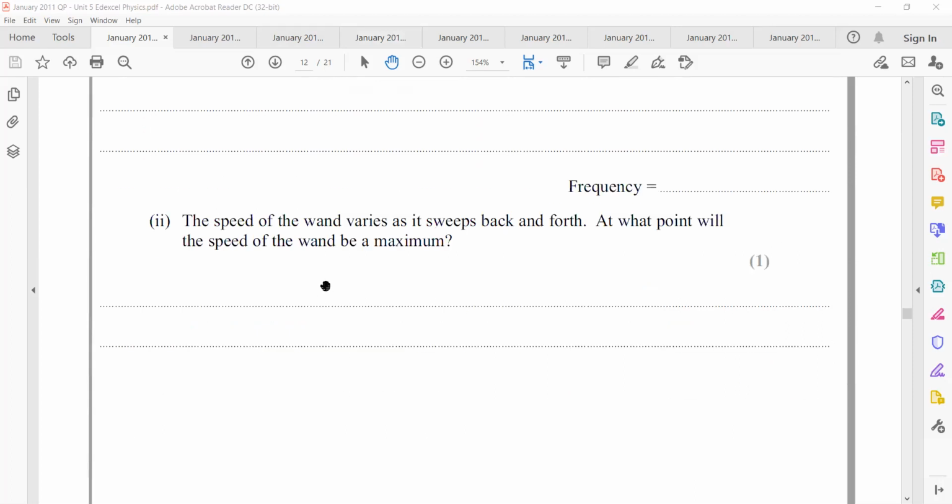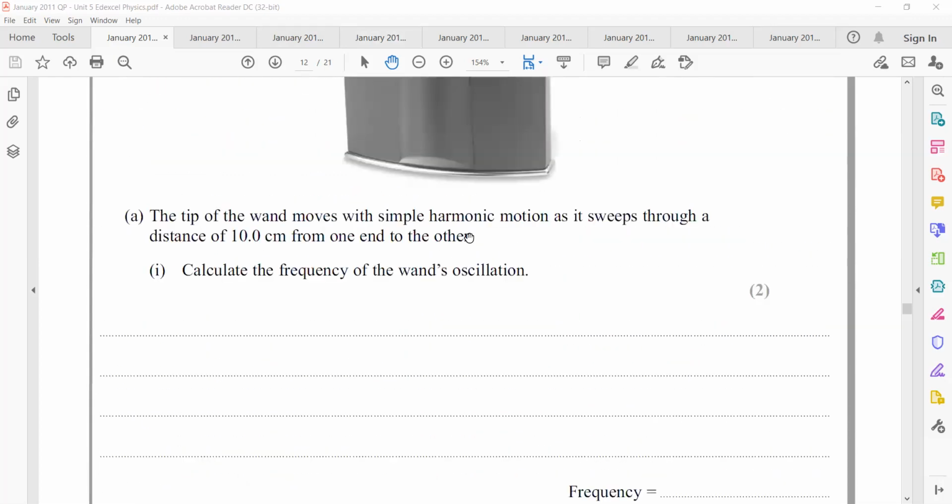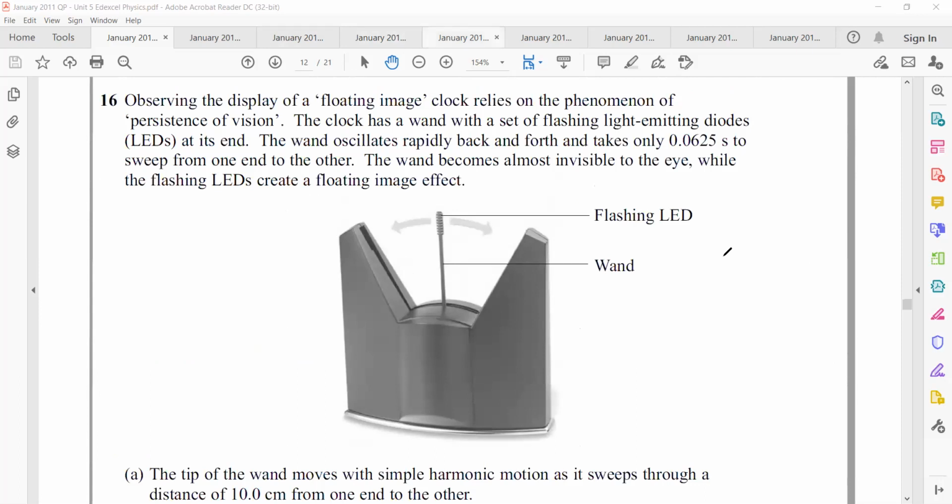Then the next part: the speed of the band varies as it swept back and forth. At what point will the speed be maximum? This is a simple harmonic motion. If you remember simple harmonic motion, acceleration is proportional to displacement. So at which point will it have maximum acceleration? Acceleration will be maximum at the extreme position. But at which position will it have maximum speed? Here acceleration is 0, and at the midpoint or the mean position it will have maximum speed.